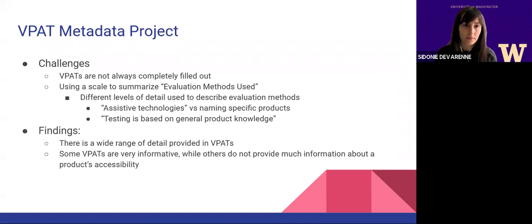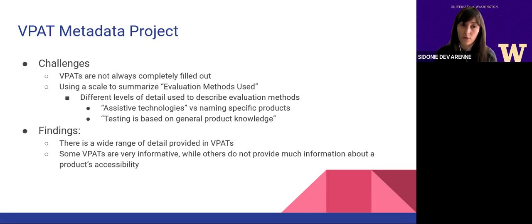Next slide. VPATs are not always completely filled out, and sometimes key fields are left blank. It was also a challenge to summarize the evaluation methods used field. Some VPATs would only say that assistive technologies were used, while others named specific products. Often, vendors would simply say testing is based on general product knowledge. Ultimately, VPATs that indicated the use of multiple assistive technologies to evaluate a product were categorized as having a full evaluation. We found that there is a wide range of detail provided in VPATs.